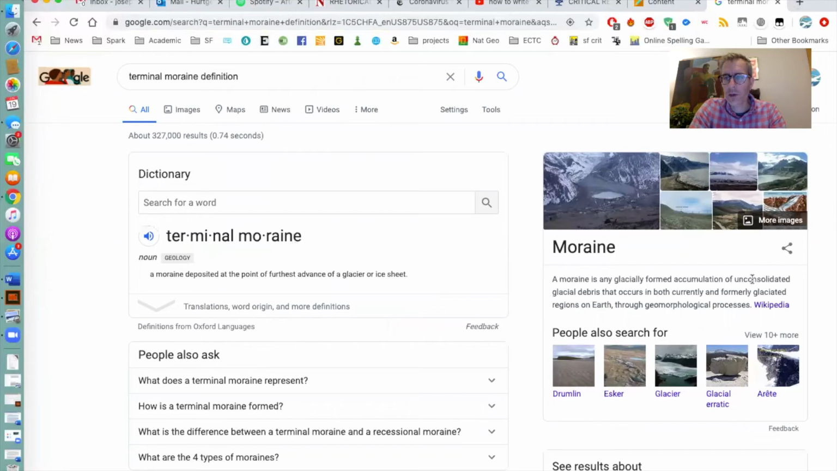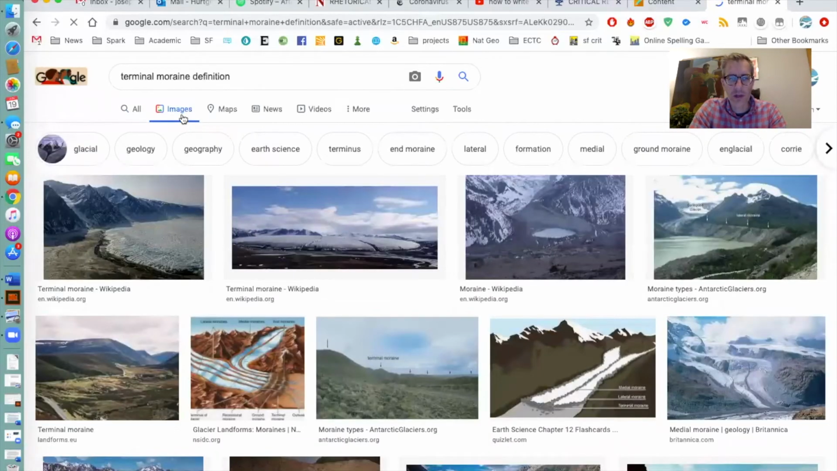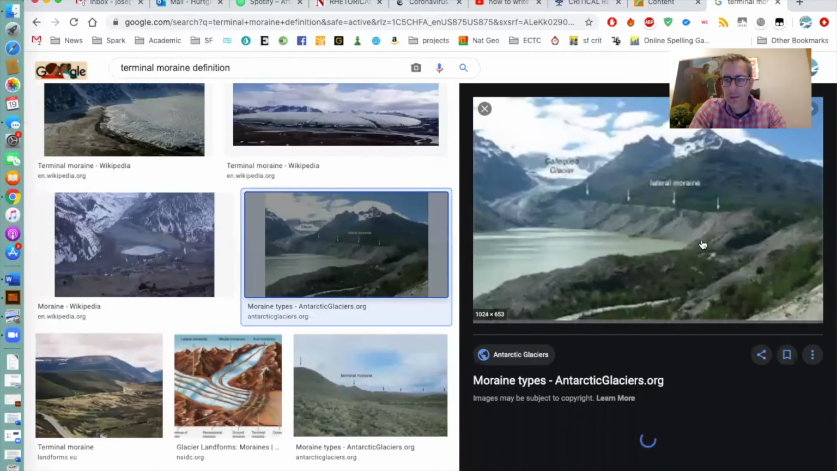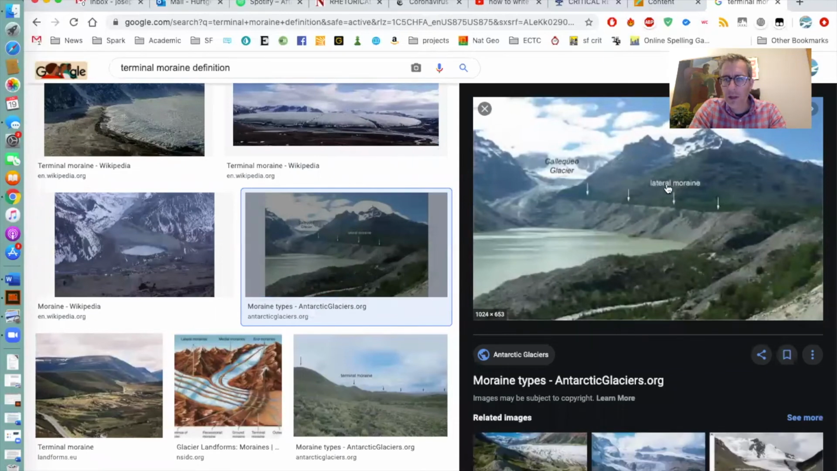Glacially formed accumulation of unconsolidated glacial debris that occurs in both currently and formerly glaciated regions on Earth. So you can see some images of terminal moraines. Pretty cool. So there's the terminal moraine there. And there's the glacier. Okay.